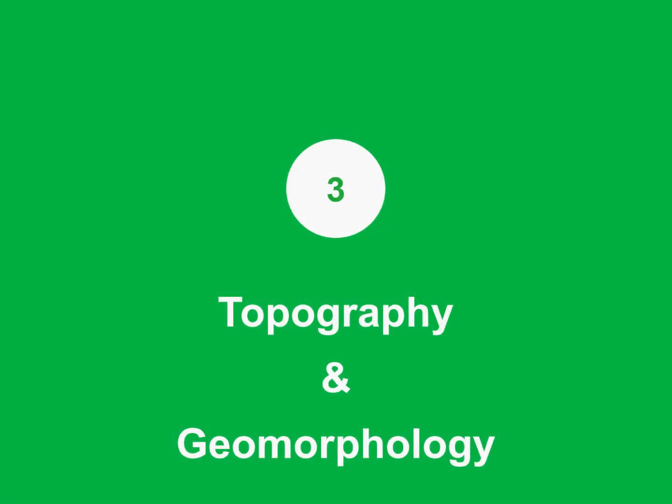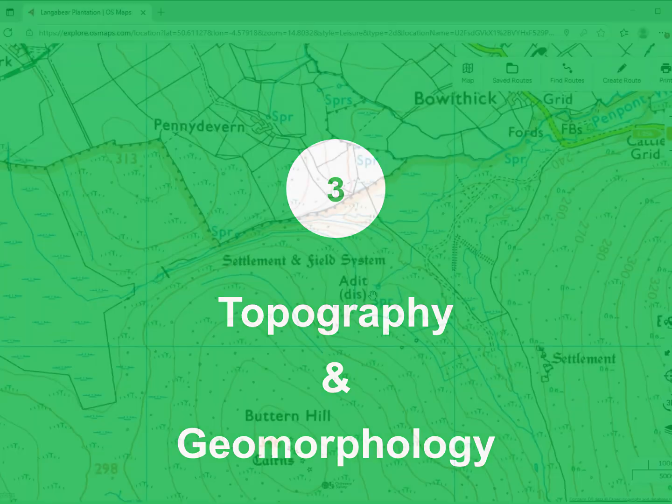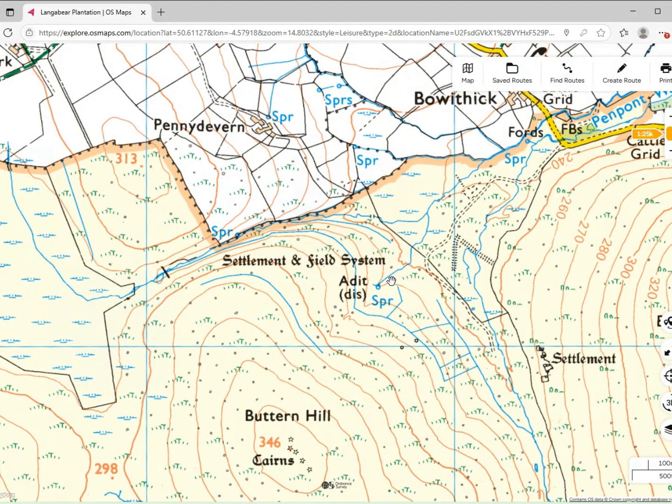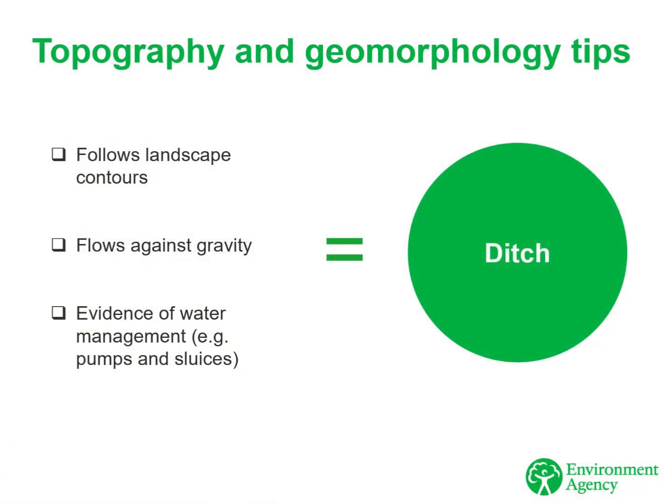Number 3, topography and geomorphology. Also using OS mapping, does the watercourse follow landscape contours and flow with gravity? Or does the watercourse run against the natural topography? If the latter, your watercourse is likely to be a ditch, especially if you can see evidence of pumps designed to move water.